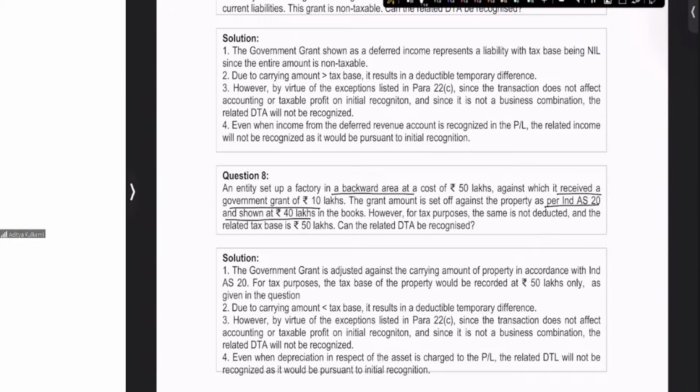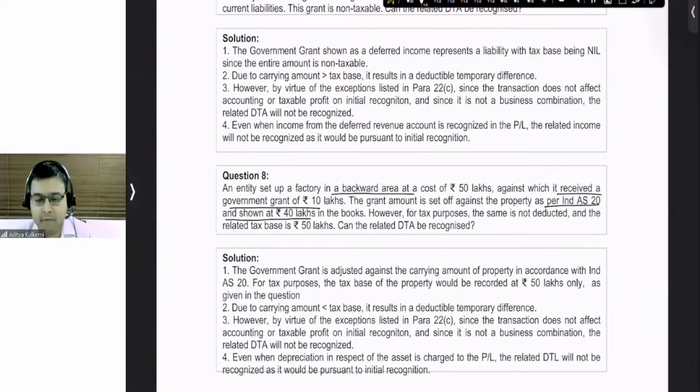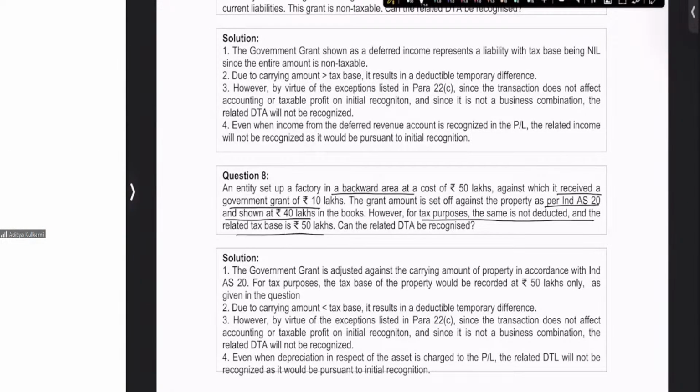So Ind AS 20, you have received a capital grant. That grant you are adjusting against the cost of the property, plant, equipment. So therefore it will appear at a net amount of 40. For tax purposes, the same is not deducted. The relating tax base is 50 lakhs. Can the related DTA be recognized?